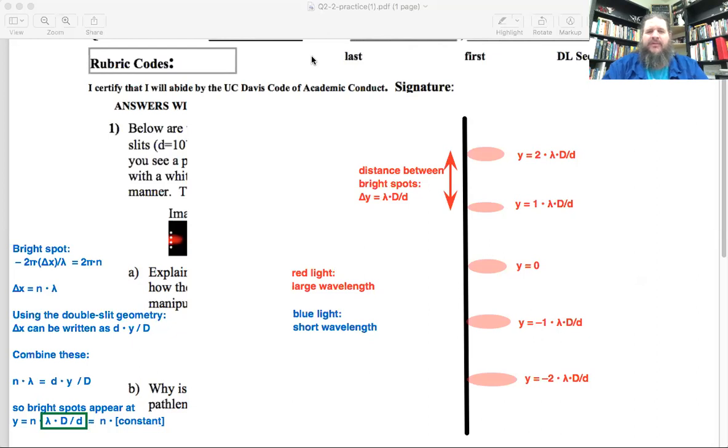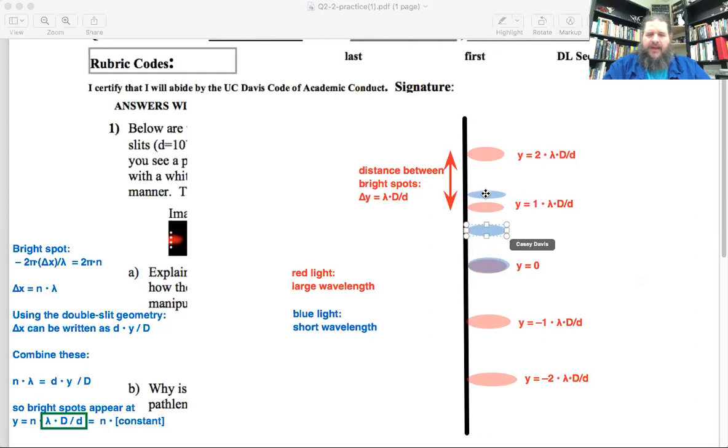However, what location still has to be a bright spot? The center? Yeah, the center is still going to be a bright spot. So if we use blue light, the center is still going to be a bright spot. But the next bright spot, n equals 1, is going to be closer. It's going to be less far away. And then the next bright spot beyond that will be the same equally spaced distance.